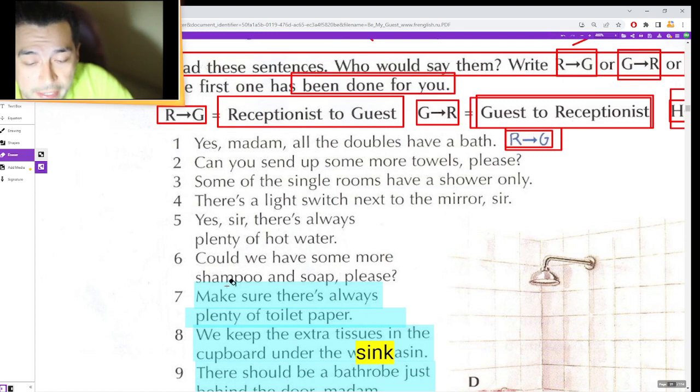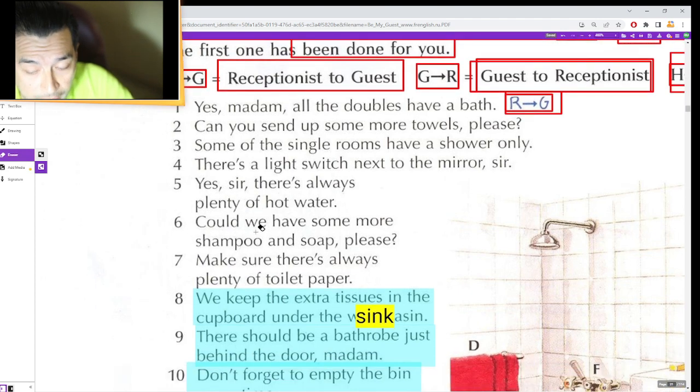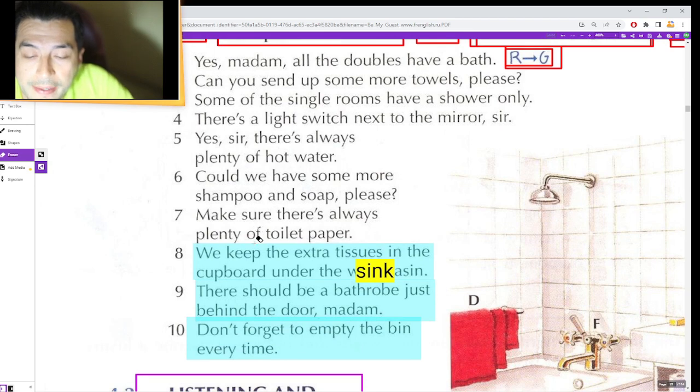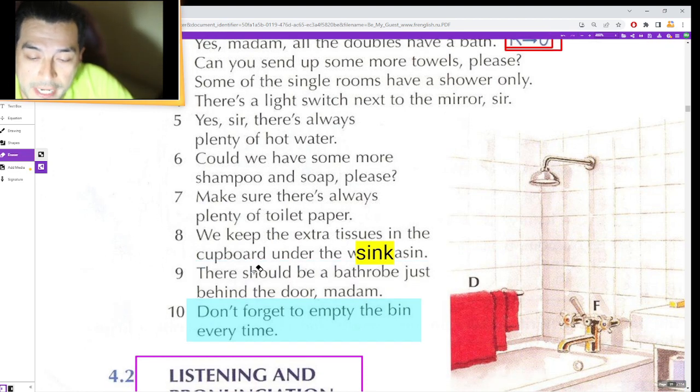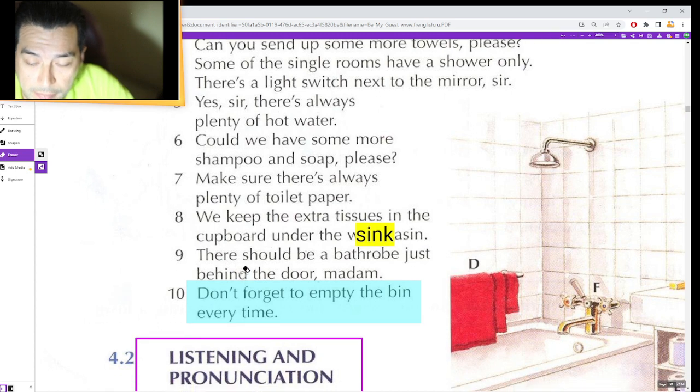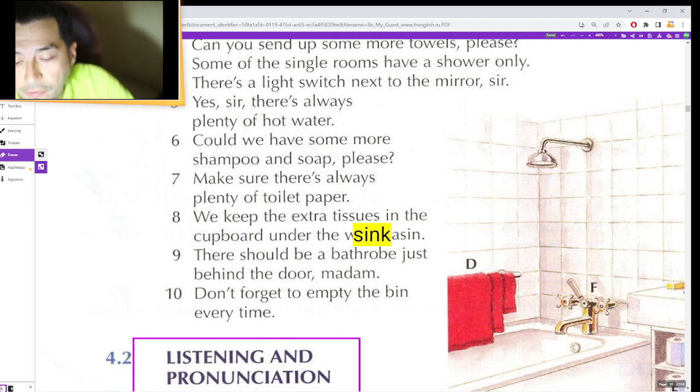Number seven. "Make sure there's always plenty of toilet paper." Number eight. "We keep the extra tissues in the cupboard under the sink." Number nine, "There should be a bathrobe just behind the door, ma'am." And number 10, "Don't forget to empty the bin every time."